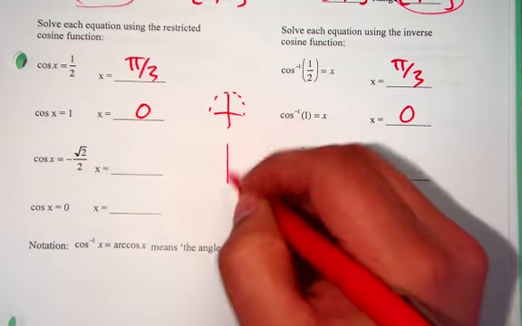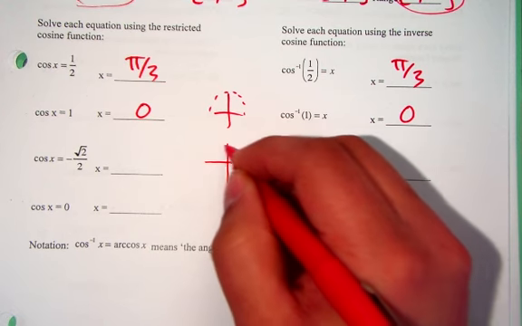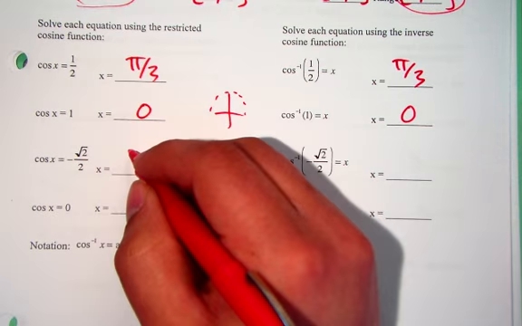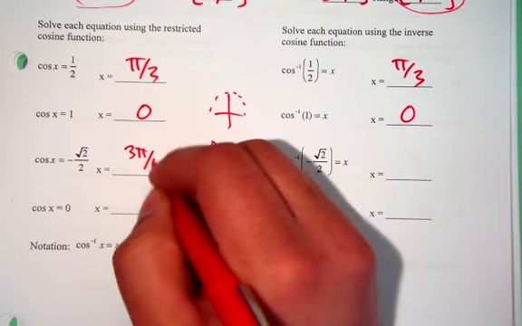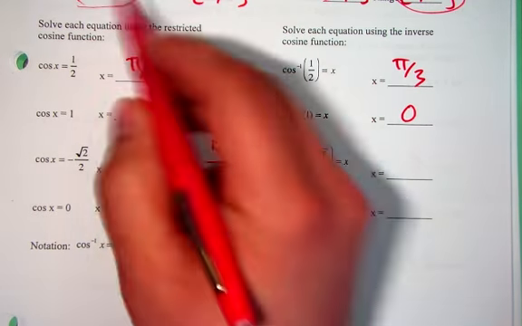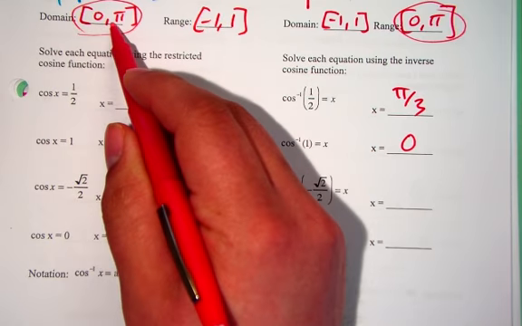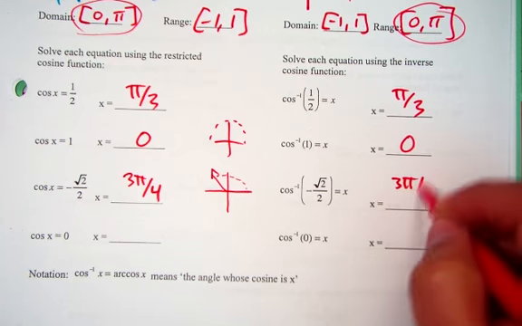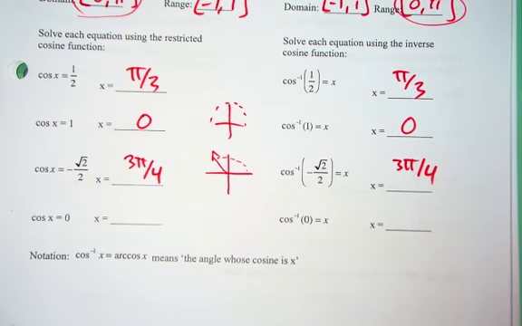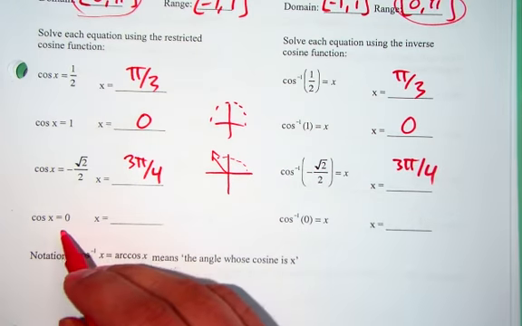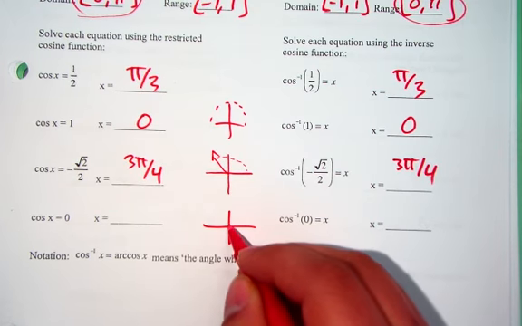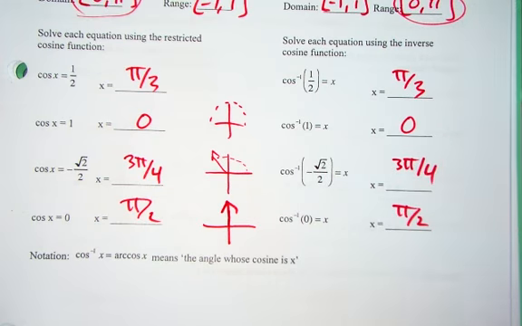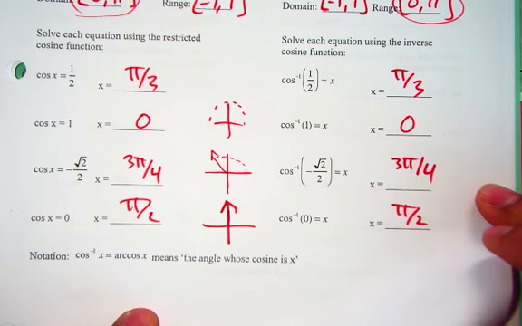Negative root 2 over 2. Well, what quadrant's that going to have to be? Second. What angle is that? 3 pi over 4 is correct. Well, because now we're between 0 and pi, right? So we're going just the normal way, but we're stopping at pi. Cosine of 0, where? Right here at pi over 2. Okay, two different ways of saying the same thing.